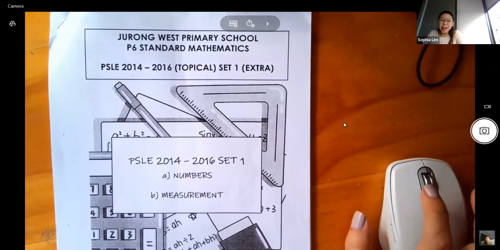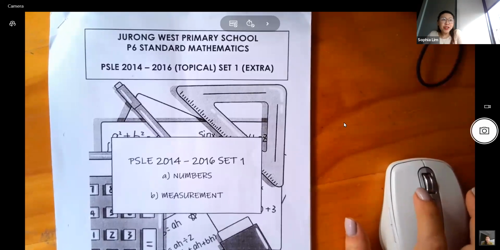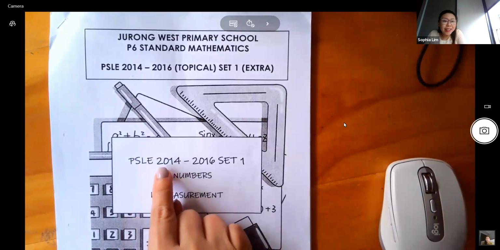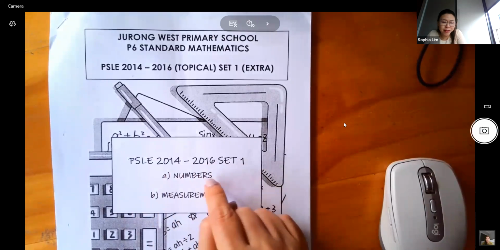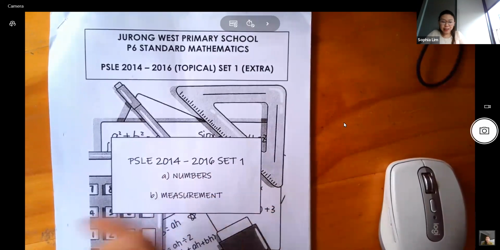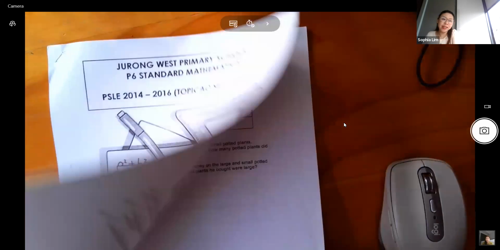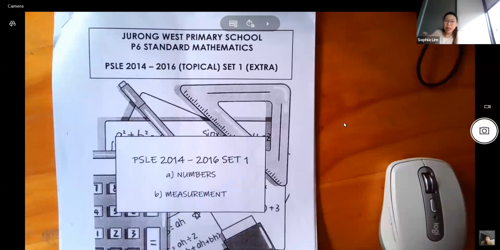All right, good morning. Today I'm going to go through 3 questions that the students asked for PSLE 2014 to 2016 Set 1 Numbers and Measurement. So your friends have asked 3 questions and I thought that they're quite interesting. So I would like to take this opportunity to showcase to you how to solve the questions. Other questions, if you need help, we can go through in class.